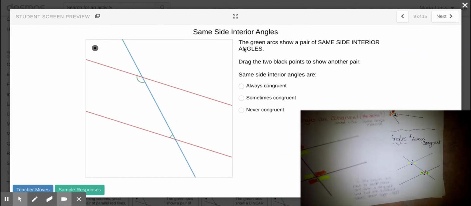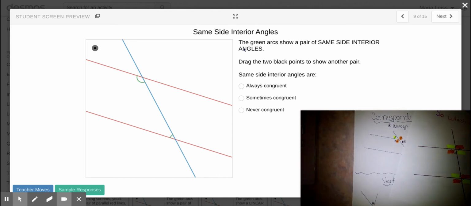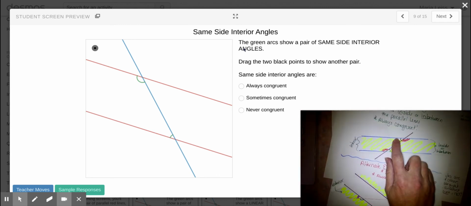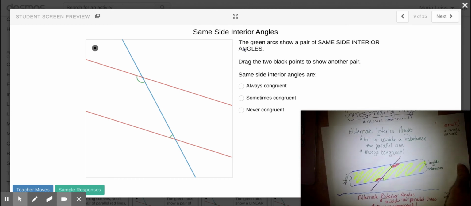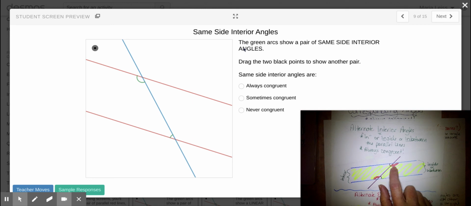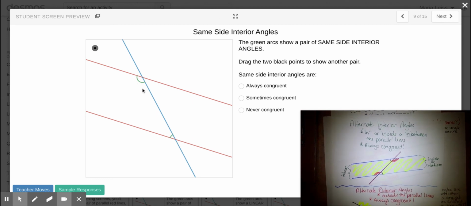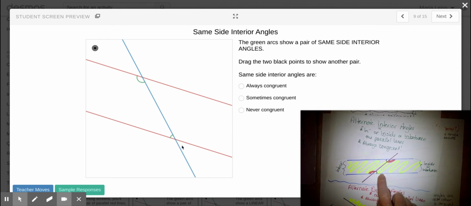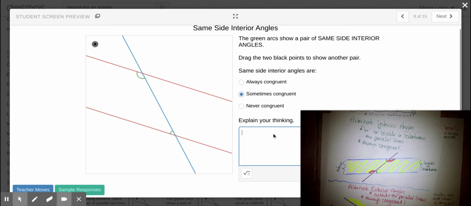Same side interior. That is very similar to the alternate interior, but here's the thing. Alternate means opposite. On this screen, the green lines are on the same side, so it's not going to be these answers. Notice on the same side of mine, my angles have different markings, so they have different measures. Same side interior will never be congruent unless they're right angles. So don't put always, don't put never. Put sometimes and tell me when they might be congruent. Oh, they might be congruent if they're right angles.